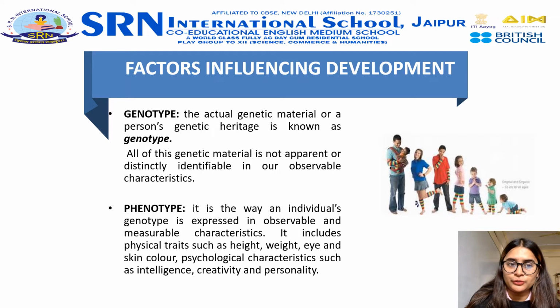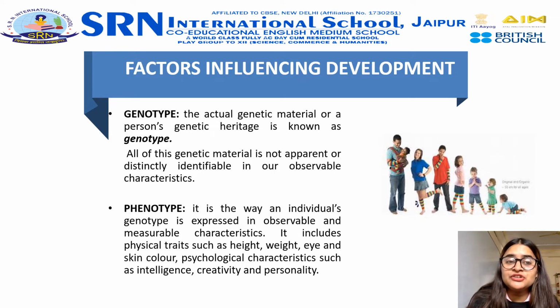Alright, so let's start this first topic, that is factors influencing development. In this, the first point is genotype. The actual genetic material or a person's genetic heritage is known as genotype. All of this genetic material is not apparent or distinctly identifiable in our observable characteristics. Now, the next is phenotype. It is the way an individual's genotype is expressed in observable and measurable characteristics. It includes physical traits such as height, weight, eye and skin color, and psychological characteristics such as intelligence, creativity, and personality.